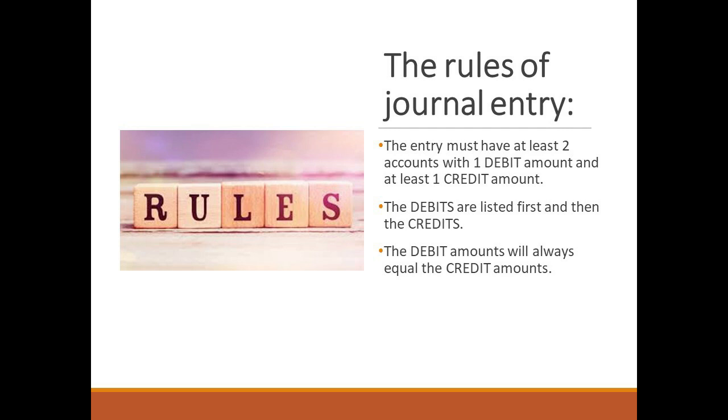Okay students, there are some rules of journal entry. First, the entry must have at least two accounts, with at least one debit amount and at least one credit amount. Second, the debits are listed first and then the credits. And the last, the debit amounts will always equal the credit amounts.